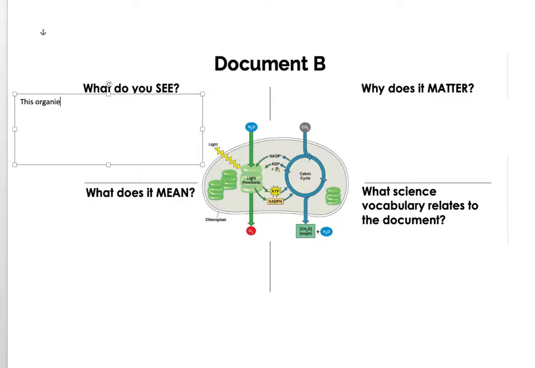This organelle is a chloroplast. It labels it clearly. We know that because here's the label. This organelle uses light, or we can say the chloroplast uses light. We can see that right here. We see that it uses water and, excuse me, not oxygen, carbon dioxide. H2O is water. We see that it uses light, it uses water, and it uses carbon dioxide.